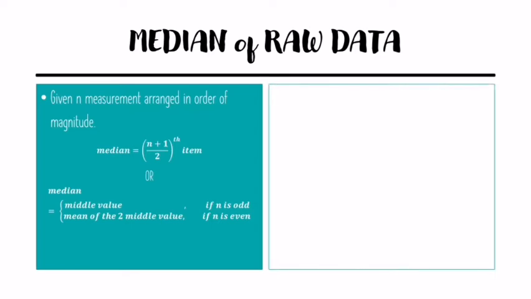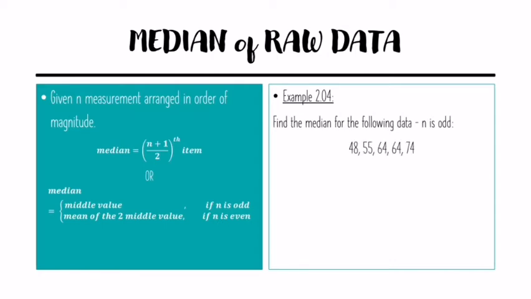Let's see Example 2.04. Find the median for the following data. In this case, n is odd. So we have 45, 48, 55, 64, 64, and 74. So we have 5 data. 5 is an odd number. Solution.